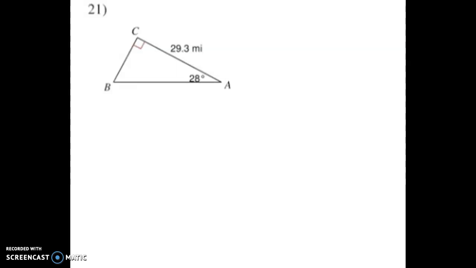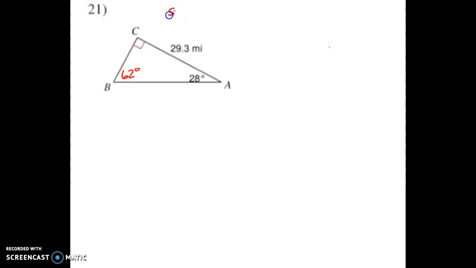All right, we want to solve this triangle, so that means finding all the missing lengths and angles. First thing, nice and easy, we can find this angle here using the triangle sum theorem. So this is 62 degrees, just 90 minus 28. So next thing is to go after the missing side lengths.